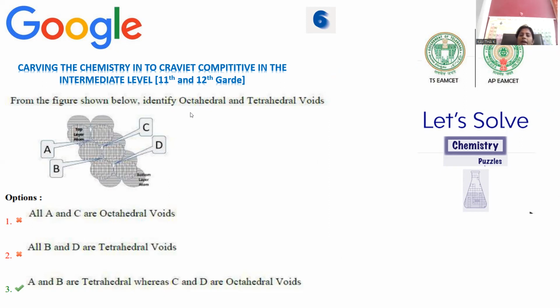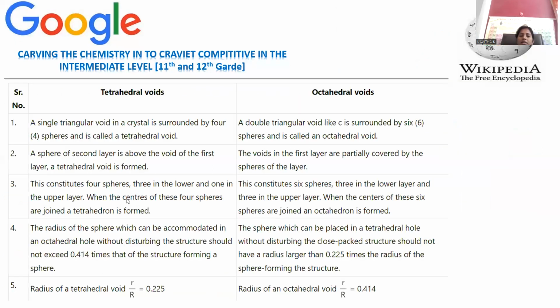From the figure shown below, identify octahedral and tetrahedral voids. How many octahedral, how many tetrahedral voids are there? We need to identify. In order to identify them, first of all, we have to see the condition for tetrahedral and the condition for octahedral voids. A single triangular void in a crystal surrounded by 4 spheres is called a tetrahedral void. If 6 spheres are surrounding, that is called octahedral void. 4 spheres tetrahedral, 6 spheres octahedral.